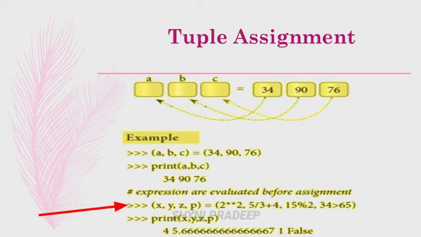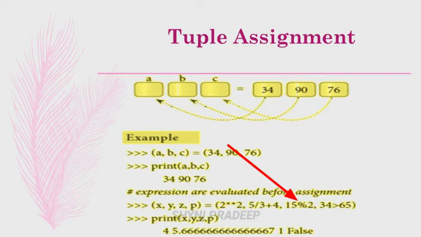You can assign values with an expression also. See here, X, Y, Z, P are the variables. Here some expressions are given to those variables. X is equal to 2 power 2. 2 power 2 means what? 4. See here, 4 is printed. Next Y is equal to 5 divided by 3 plus 4. For this expression you will get the output 5.66666 etc.